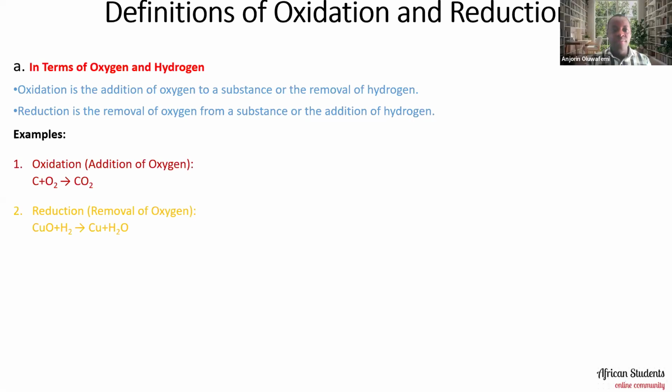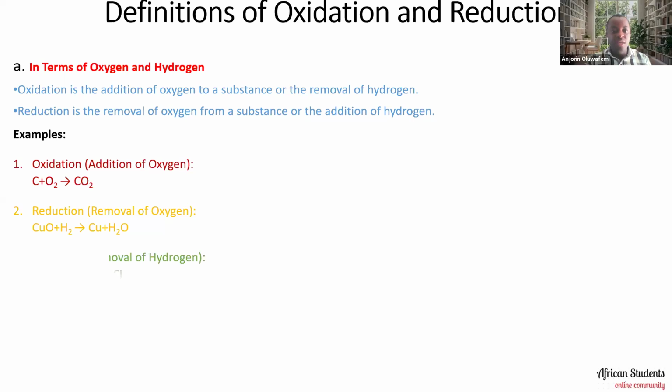You have CuO plus H2, and then the copper is being reduced, and the hydrogen gets the oxygen and is oxidized. So that's the removal of oxygen from copper, and it reduces copper to its element. Okay. So that's in terms of oxygen and hydrogen now.